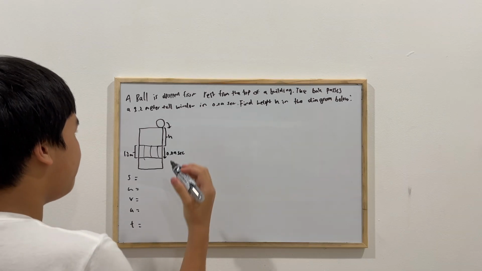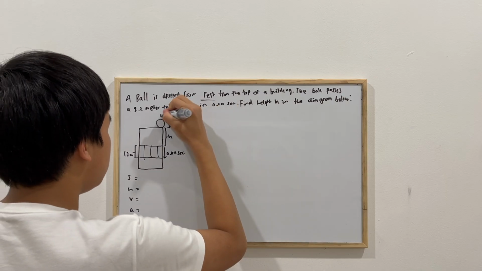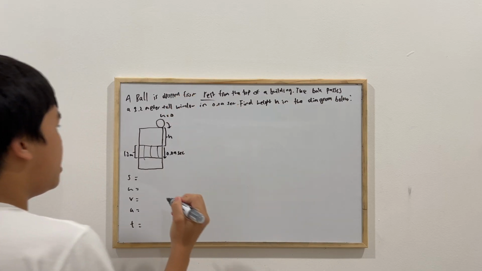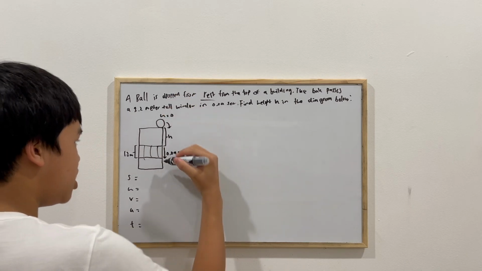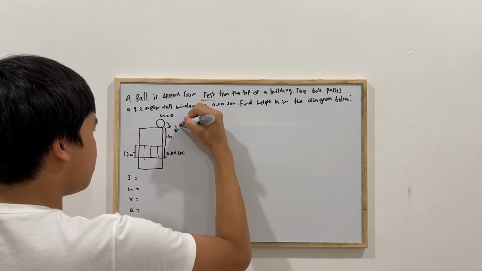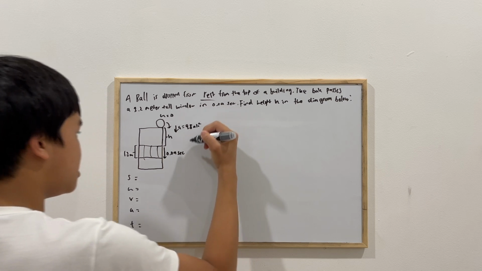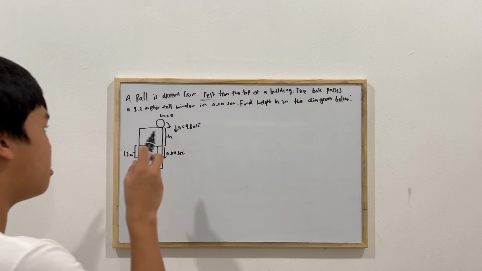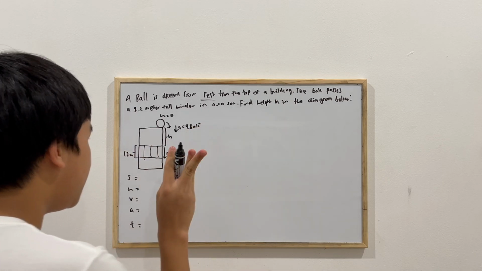So let's identify variables that we know. Well, we know at this point the ball is at rest, so U equals 0. And we know for this entire time when it's falling, not just at point H and not just at this 1.2 window, the acceleration is 9.8 meters per second squared because it's downwards. In kinematic questions, we have to know at least 3 variables to solve for the other 2 variables.